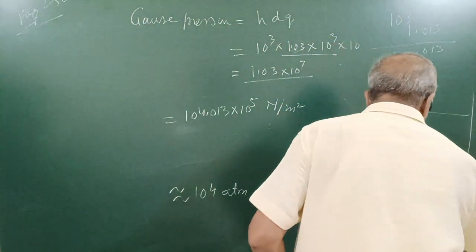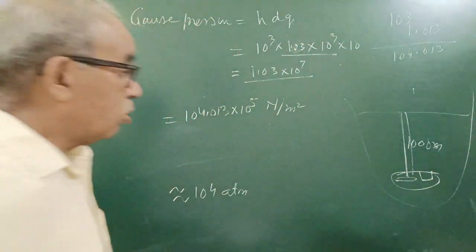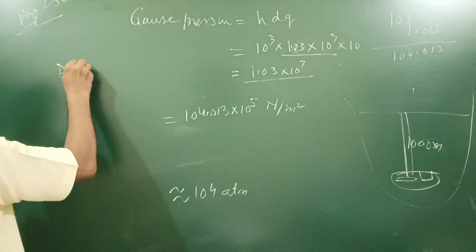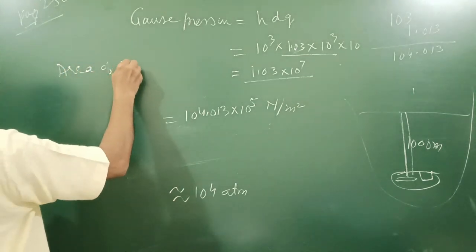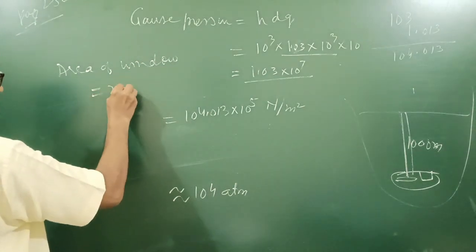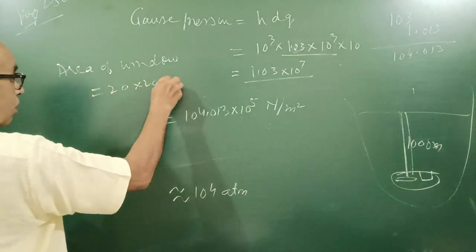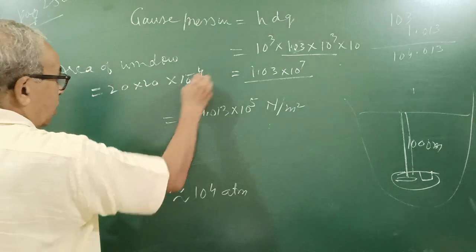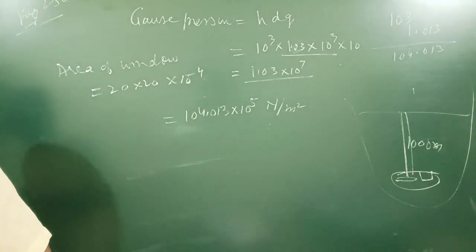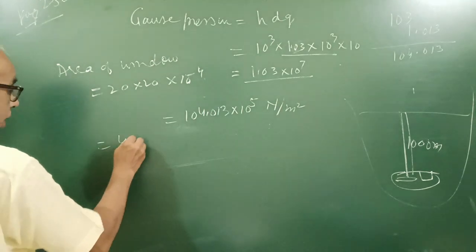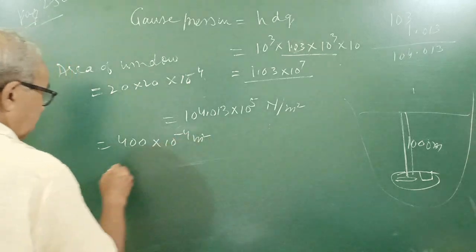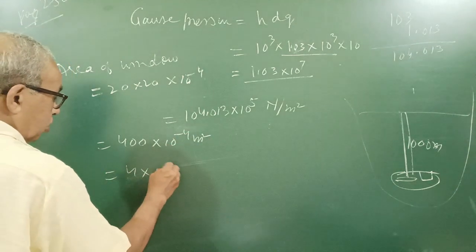The submarine has a window whose area is 20 centimeter by 20 centimeter. So area of window is 20 into 20 centimeter square, with 10^-4 meter square. That is, how much? 400 × 10^-4 meter square, or 4 × 10^-2 meter square.